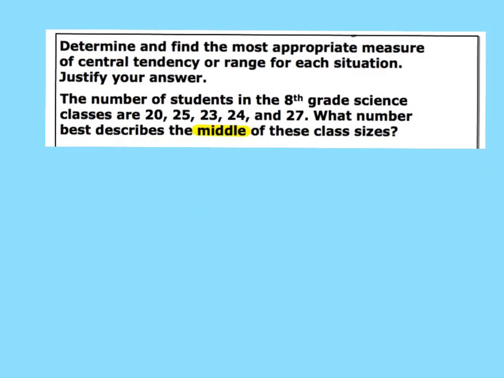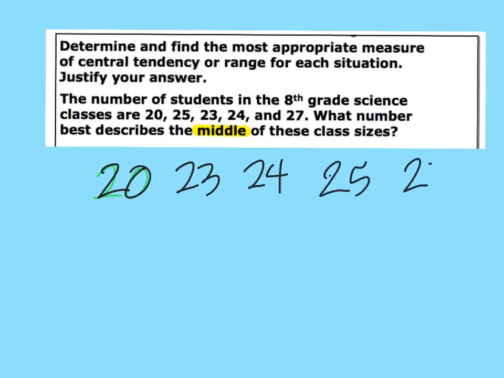All right. The numbers of students in 8th grade science classes are 20, 25, 23, 24, and 27. What number best describes the middle of these classes? So we're trying to find middle, which means median. So I'm going to put the numbers in order: 20, 23, 24, 25, 27, and here is my median, my middle number.